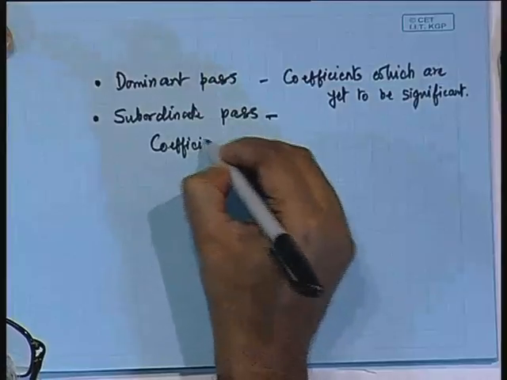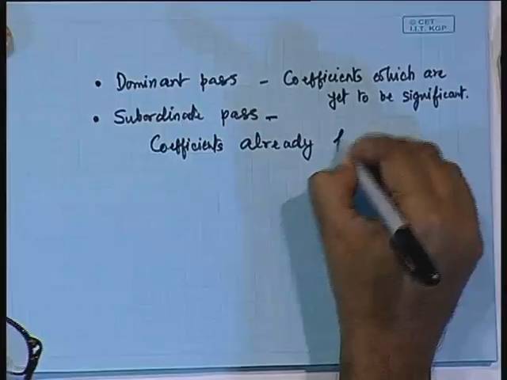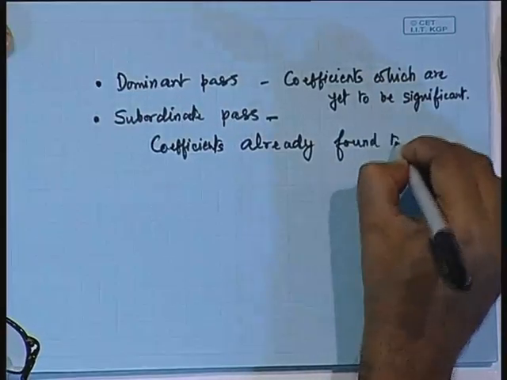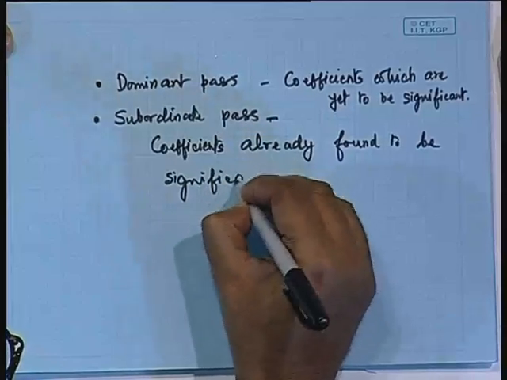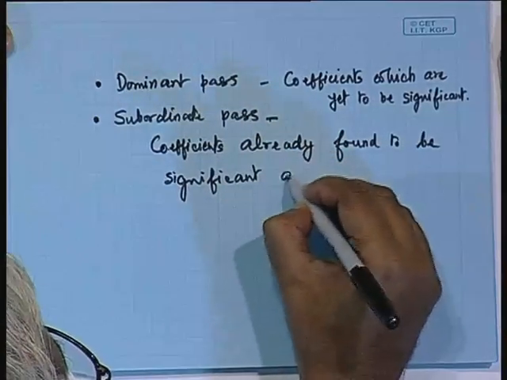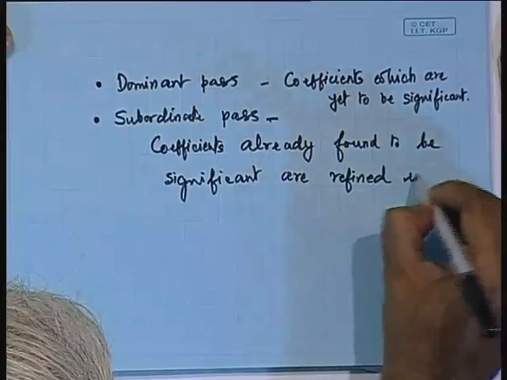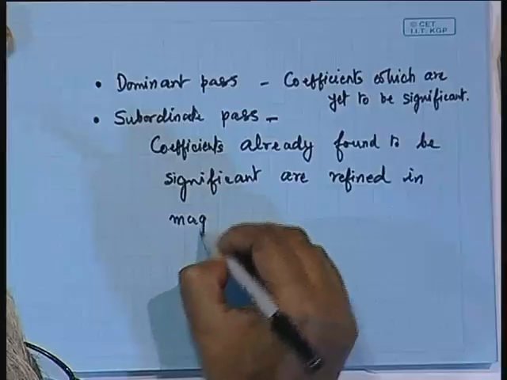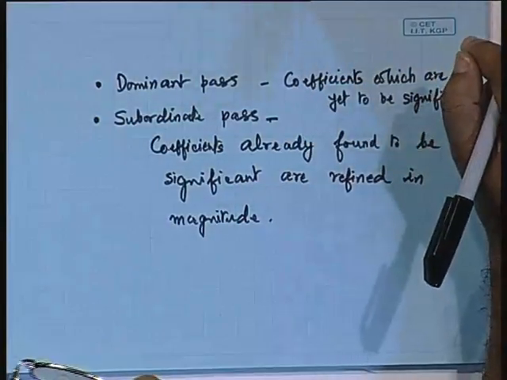So, in the subordinate pass, coefficients already found to be significant are refined in magnitude. And how do we do that? It is by a process of successive approximation. What I mean by successive approximation is like this.